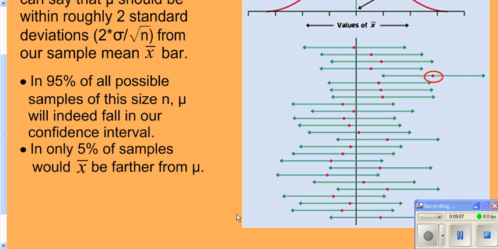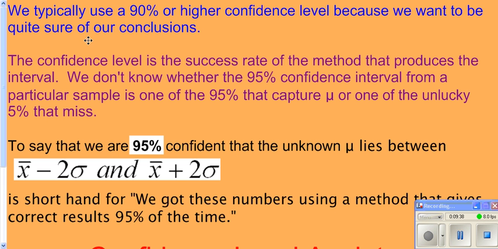Now, we'd have a 95% chance of capturing the true mean of our population somewhere within that 2 standard deviations on each side. Now, 5% of the time when we do that, we will not capture the true mean of the population, like this one here, because the black line is the mean of your population. But you notice 19 out of the 20, which is 95% of the time, the green bars went through the black line, which meant we captured it. And typically we want to use 90% or higher confidence because we want to be quite sure of our conclusions.